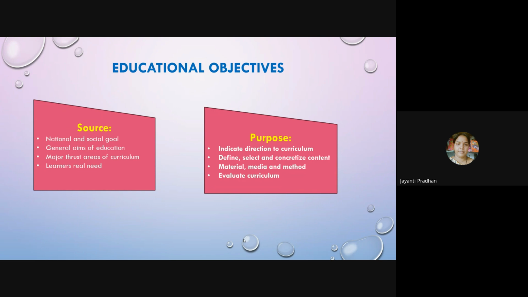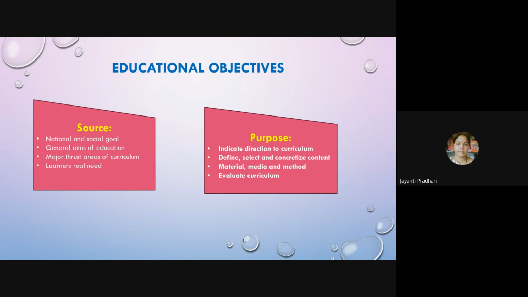And the last one we have discussed is the learner's need. What is the need of the learner, because we have assessed that earlier. So when we are going to formulate the educational objectives, we must think about the national and social goals, the general aims of education, the major thrust areas of curriculum, and the learner's real need. Then why are we developing the objectives, what is the need of the educational objectives?